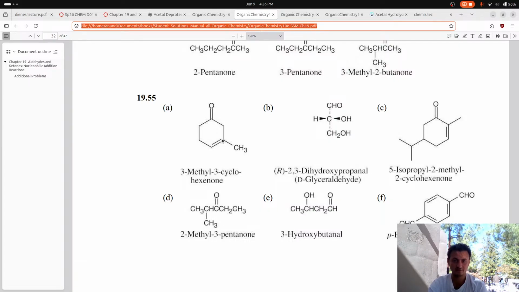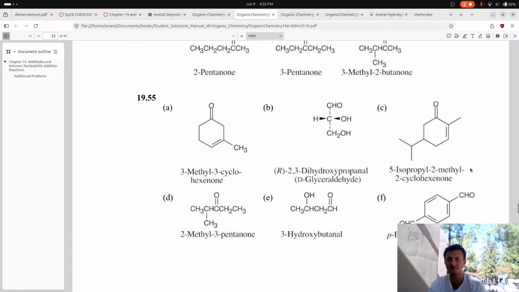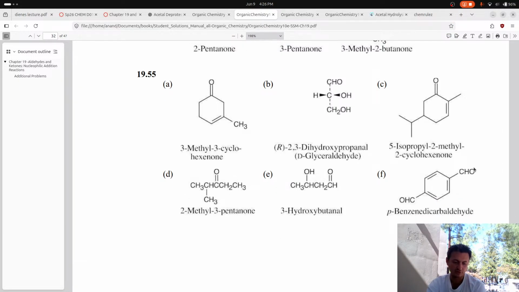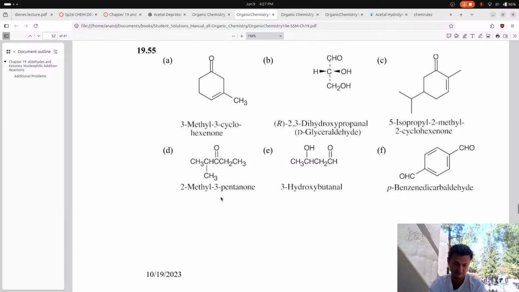3-methyl cyclohexanone. Yeah, that's right. Okay. Dihydroxy, not hydroxyl. 2,3-dihydroxy propanol. Boom. Forget the stereochemistry, I don't care about that. Oh yeah, these need to be switched in the order. Okay. 5-isopropyl 2-methyl 2-cyclohexene. Okay, there you go. That one's mostly right.